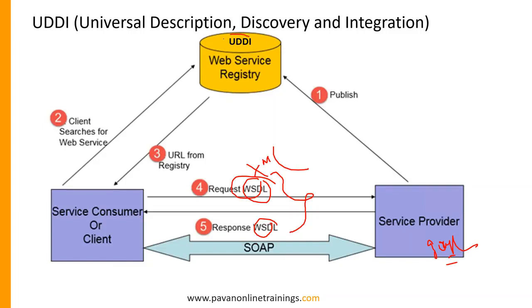So UDDI is a registry where all the web services are available, which is published by the service provider. And always the consumer will get the location or details about the web service from UDDI. And then accordingly, we have to send the request and get the response from the service provider. Okay, this is the whole concept, how the SOAP service will work.